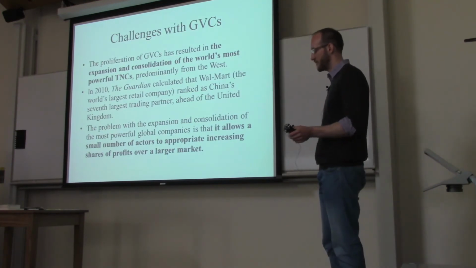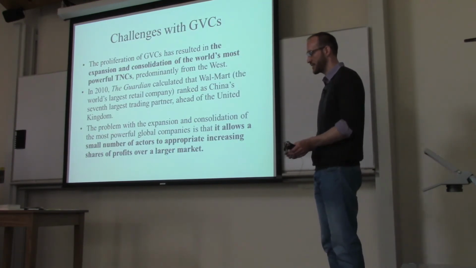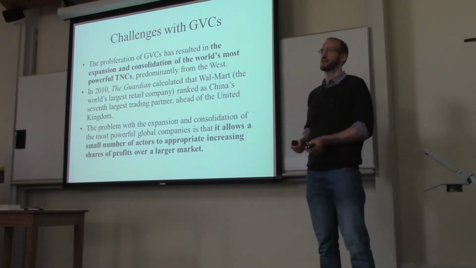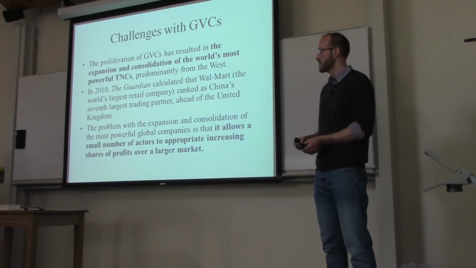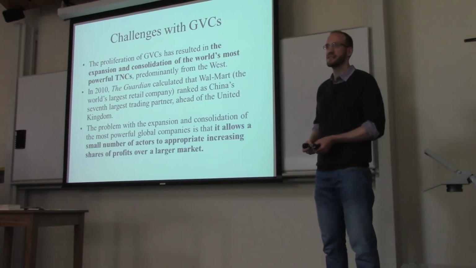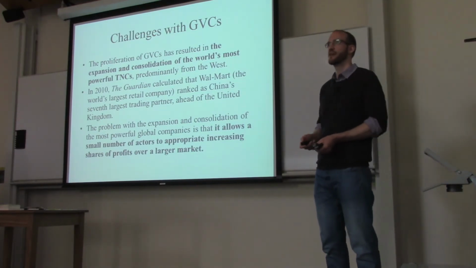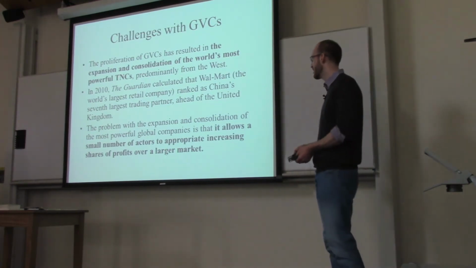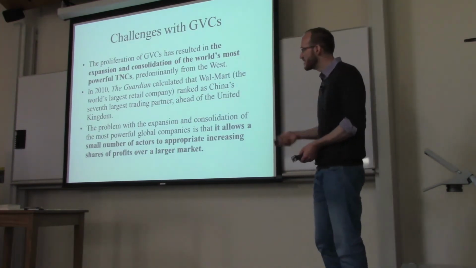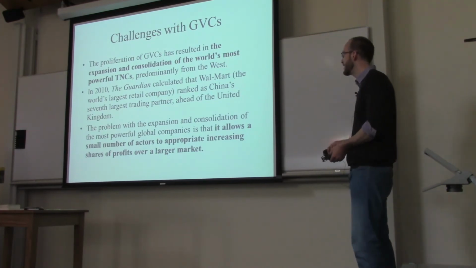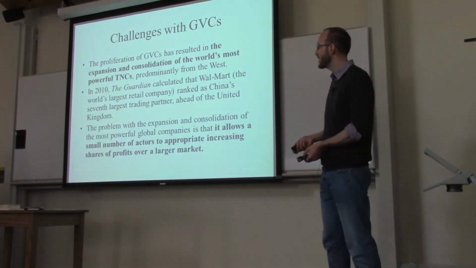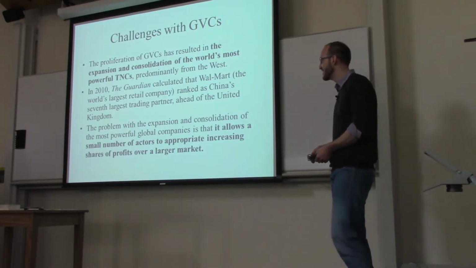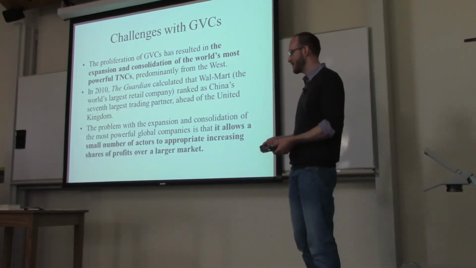Also, the power of certain transnational corporations has consolidated quite a lot. In almost every global industry, you'll find that 2 to 6 companies have over 50% of the market share, most often more, up to 80% of the market share, right? Here's a statistic: The Guardian calculated that Walmart ranked as China's 7th largest trading partner, ahead of the United Kingdom. This is pretty amazing. Now, is there really a problem with this?